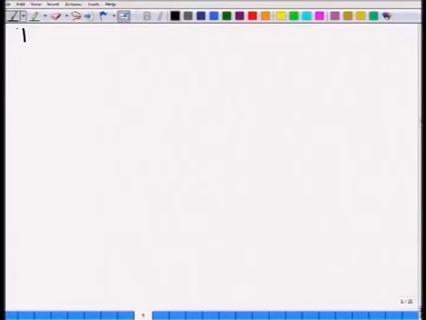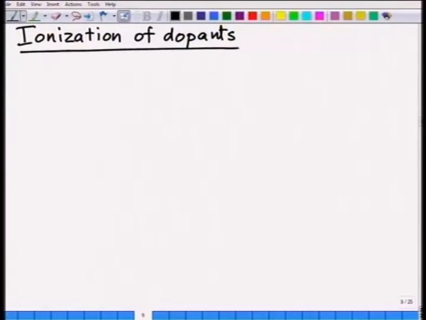So we have these dopants added. How do they ionize? Ionization of dopants. In general, what you can do is we can write some expression. We could have derived this equation, but in this class we will not do that. Let's imagine like this. Suppose you have an ionization reaction going like this.